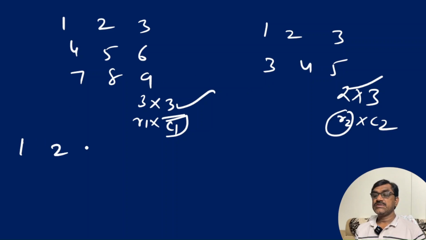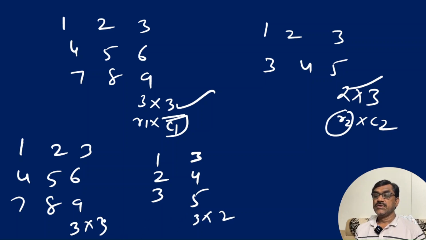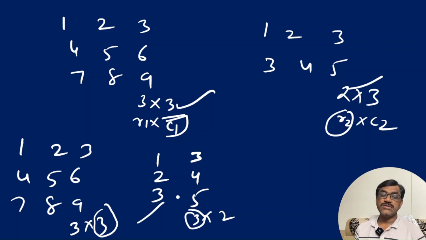So if you take a matrix like this, 1, 2, 3, 4, 5, 6, 7, 8, 9, and the other elements like this, 1, 2, 3, 3, 4, 5, in this case, this is a 3 by 3 matrix, and this is a 3 by 2 matrix. So here the number of columns is 3, and here the number of rows is 3. In this case, the matrix multiplication is not possible. That is very important.